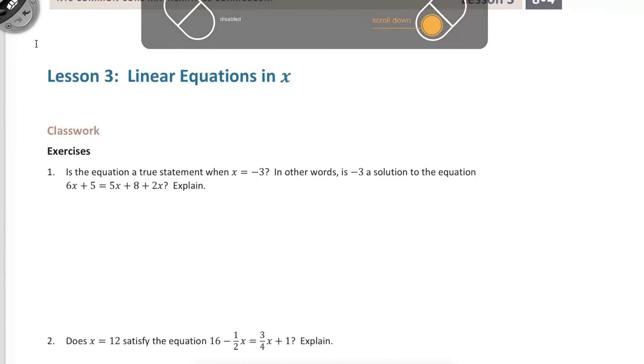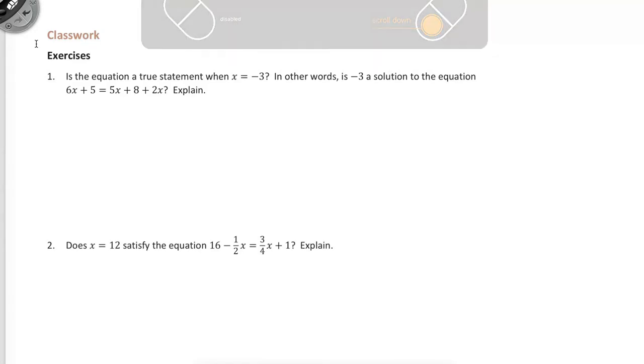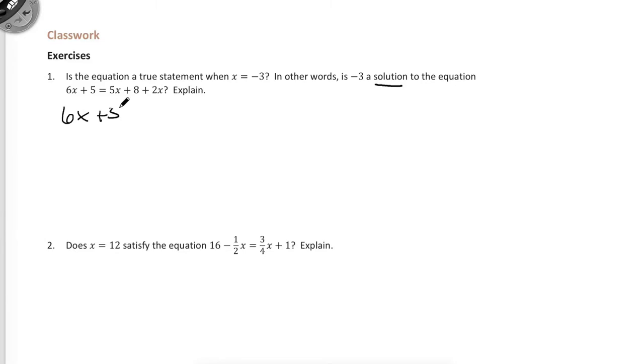So what we're basically going to do today is see if possible numbers for X are solutions. If it's a solution, or it makes the statement true, as some of these questions will ask, it means is it a possible answer? So a solution means is it a possible answer, or is it the answer? Okay, so we're going to do a lot of substituting where we swap out the X for that number. So here we go. Let's write down the problem. 6x plus 5 equals 5x plus 8 plus 2x.